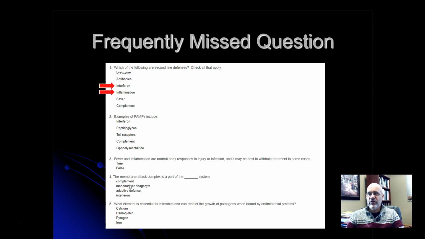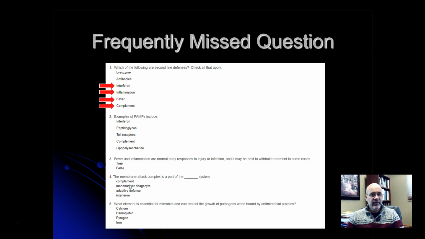Inflammation is a process of the second line. Fever is a process of the second line. Complement is also part of your second line. That is a set of proteins in your blood all the time that set off a chain reaction when an infection with a microorganism is detected. That was called complement. So we talked a little bit about that last week.